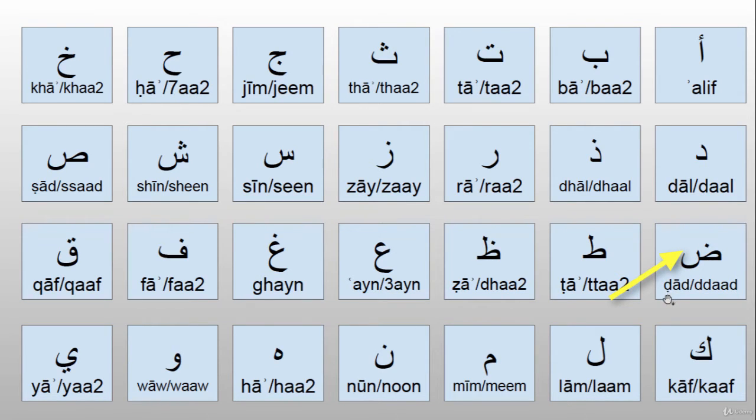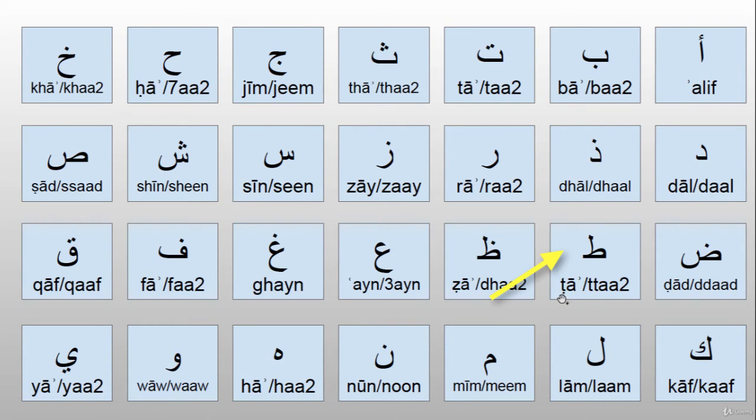But in order to show this emphatic sound, we put a dot in this transcription system under the D, or we add another D to give this emphasis. So it's Dod, Dod. And we also have the letter Ta, which has an emphatic sound, Ta, Ta, which is similar to Te, but with more emphasis.